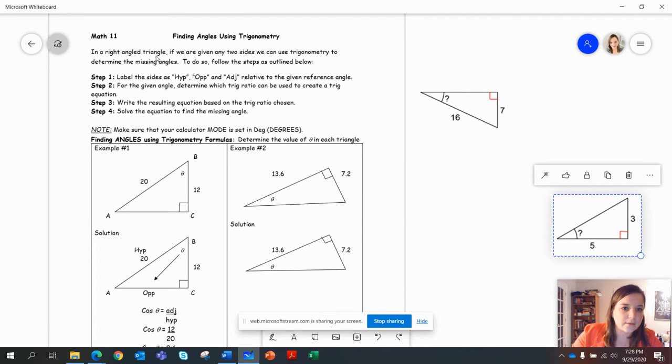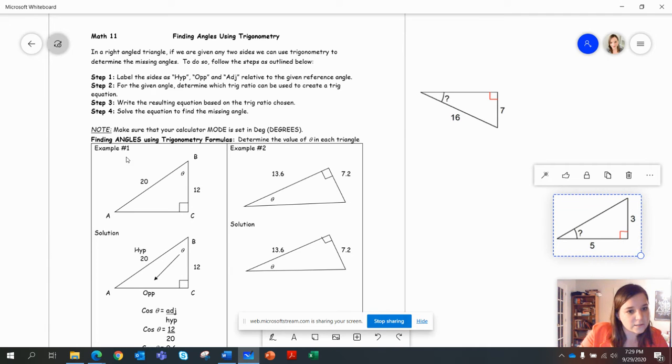So this right here is the note page that you already have, and it gives you some steps at the top. As always, you're going to start by labeling your triangle, right? So we label our hypotenuse first. Then the reference angle in this case is the angle you're looking for, not the angle you have. And from that reference angle, we label our opposite side and our adjacent side. Once we have it labeled, then you figure out what function you're going to use.